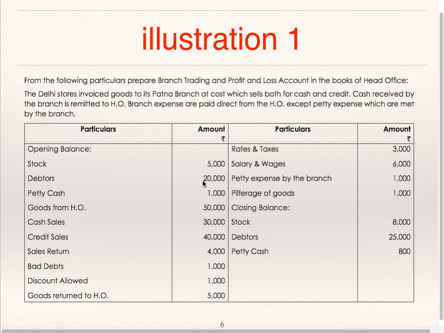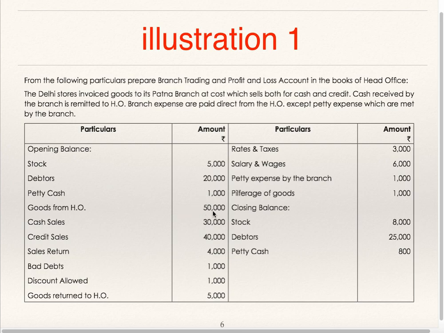If some of the figures are missing, like if credit sales are missing, you are supposed to prepare branch debtors account, or you can call it as memorandum branch debtors account. If petty expenses figure is missing, then you are supposed to prepare memorandum branch petty cash account to find out petty expenses which is to be debited to branch profit and loss account.